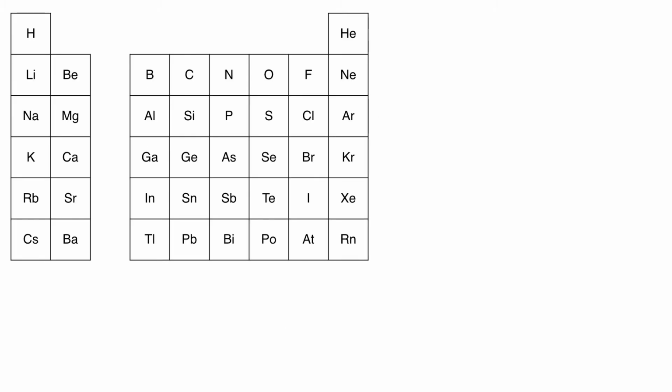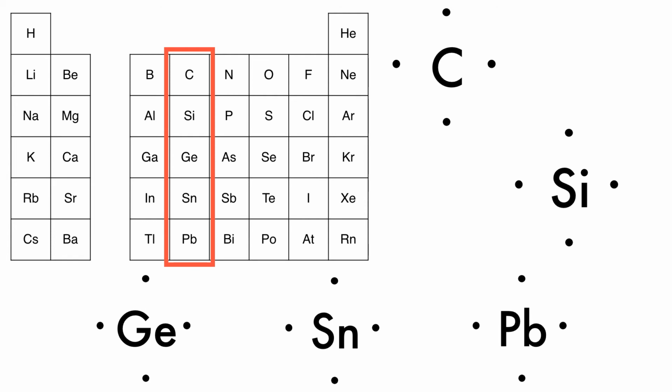Owing to having the same number of valence electrons, atoms in the same group usually have the same Lewis structure. We can see this in group 4. For carbon, silicon, germanium, tin, and lead, they all have 4 valence electrons and will typically form 4 covalent bonds.